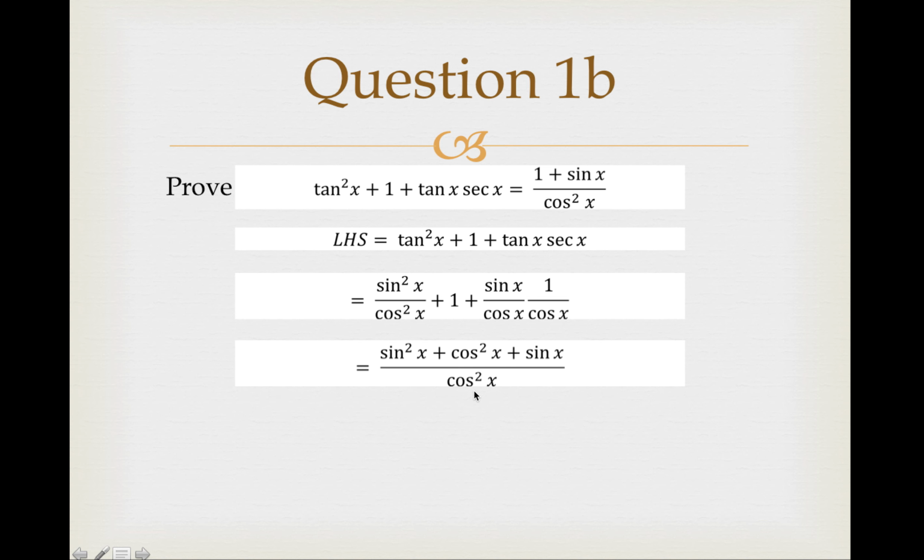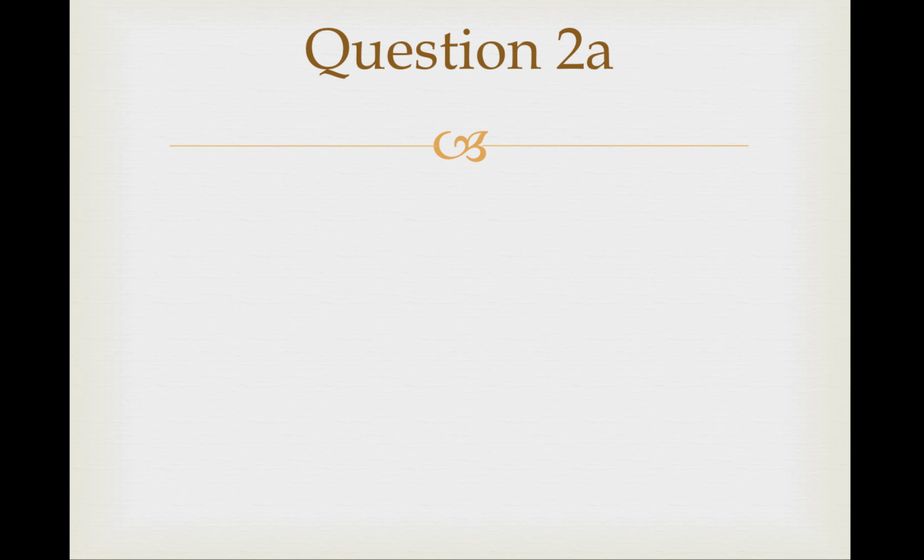So let's combine everything into just a single fraction, and it will become like this. Cosine squared x divided by cosine squared x multiplied by the 1 is cosine squared x. And cosine squared x divided by cosine x, multiplied by sine x, will be sine x. Notice that sine squared x plus cosine squared x is a Pythagorean identity, and that is just equal to 1. And we will have now 1 plus sine x all over cosine squared x, and that is our right-hand side. So here we have already proven the identity. Doing good so far.